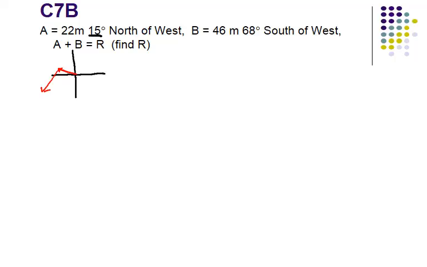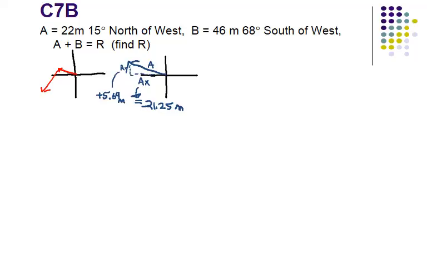Go 15 degrees north of west. Here's north. Go 15 degrees up. Got that. And then the next one is 68 degrees south of west, down like that. And the resultant is going to be something like that. So again, what we've got to do is break up into our x and y components. Here's the first vector, 15 degrees north of west, 22 meters.